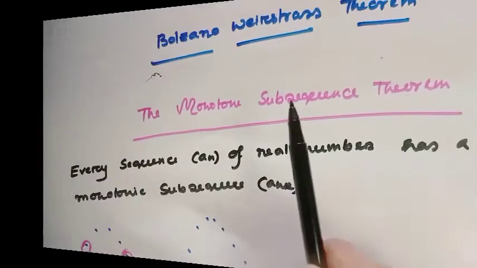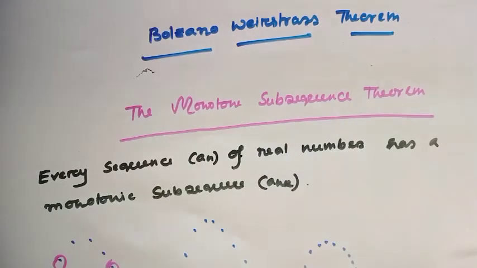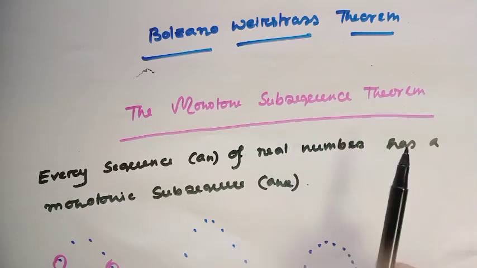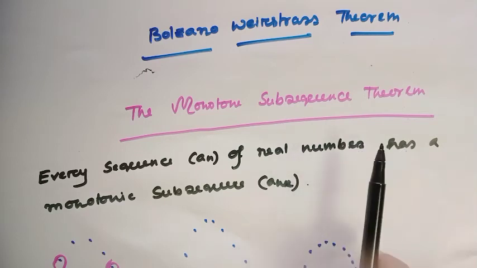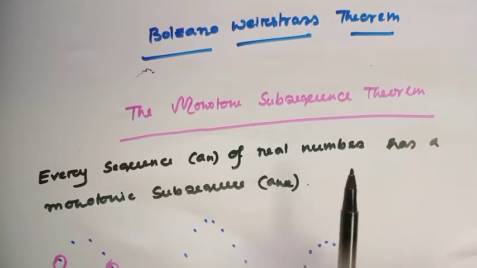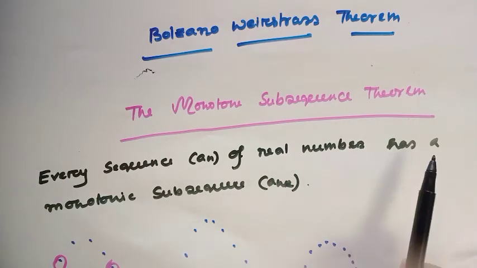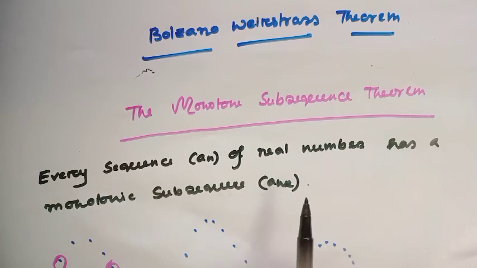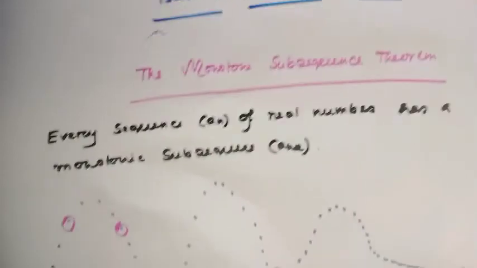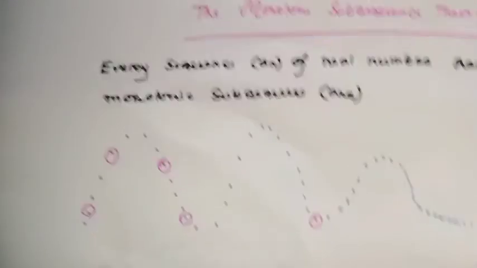Before seeing the Bolzano-Weierstrass theorem, at first I will see a very important theorem, the monotone subsequence theorem, which we will use in the Bolzano-Weierstrass theorem. The statement of this theorem is: every sequence a_n of real numbers has a monotonic subsequence a_{nk}. Okay? Let's consider this is a sequence.